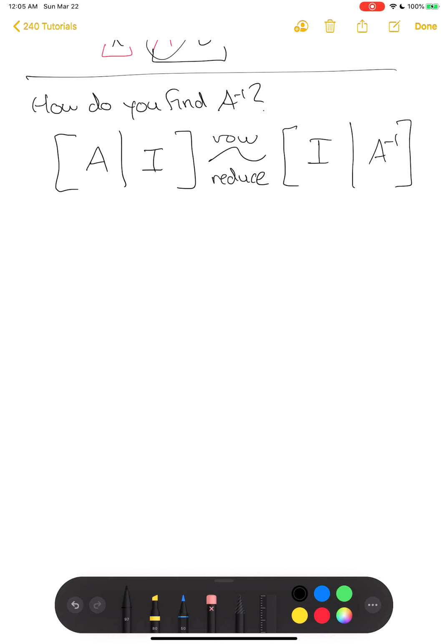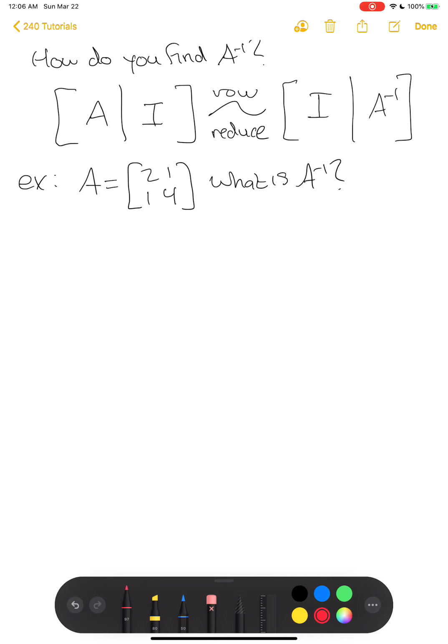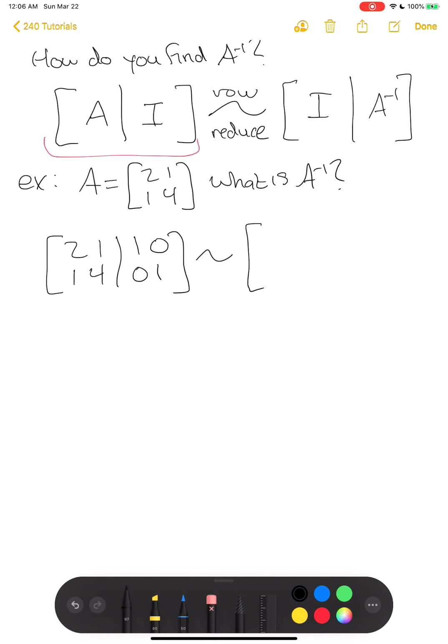So let's go ahead and just do an example. If A is equal to just a 2 by 2, [2, 1; 1, 4], what is A inverse? Okay, so I'm going to form this augmented matrix here. So I'm going to write 2, 1, 1, 4. I'm augmenting it with the 2 by 2 identity matrix here. And I'm going to row reduce it until I get identity on the left-hand side.